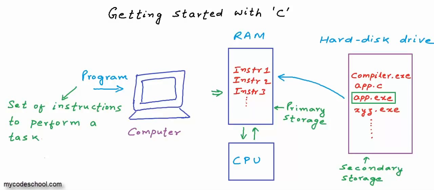Okay, now one question will be, why can't CPU fetch instructions directly from hard disk? Why do we need RAM? And this is because access to RAM is a lot faster than access to hard disk. It's hundreds and thousands of times faster. If CPU will fetch directly from hard disk, performance in terms of time of execution will be terrible.